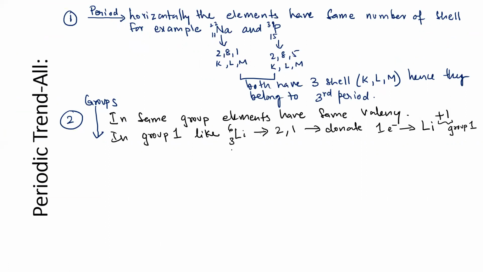Okay. Now, if I take another example here, lithium, beryllium. So if I take beryllium 4, Be8. So technically this will be like 2, so it can donate 2 electrons. Okay. So technically this will have your Be +2. So because of +2, it is placed in group 2.